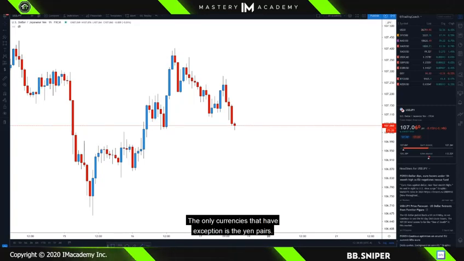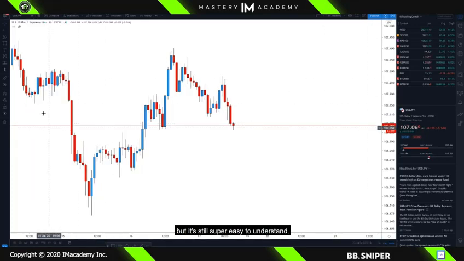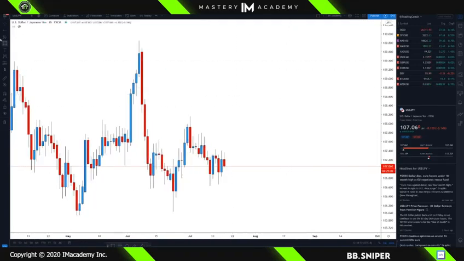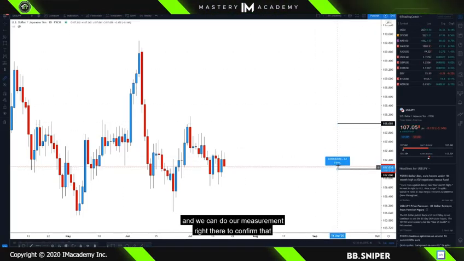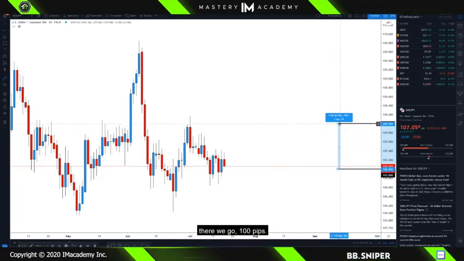The only currencies that have an exception is the yen pairs. If we take a look at something like USD JPY, we can see it's structured a little bit differently, but it's still super easy to understand. Looking at the current price, if we were to mark up 107.000, 100 pips would be up at 108.00. And we can do our measurement right there to confirm that. There we go, 100 pips.